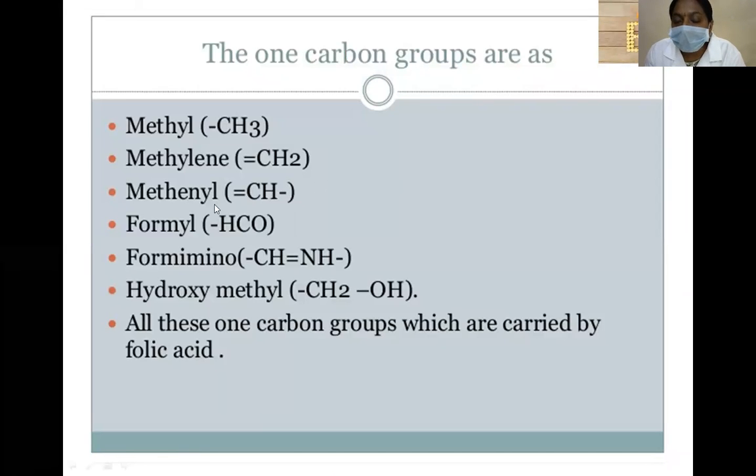These are one carbon groups, the R groups here. The one carbon groups are the methyl group, methylene group, hydroxymethyl group, formyl group and formimino group. All of these one carbon groups are carried by folic acid.